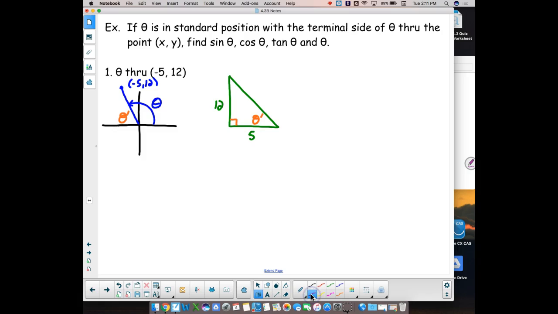So if I call this r to find that radius, I would have 5 squared plus 12 squared equals r squared. 25 plus 144 is 169, which means 13 then is my radius, right? What's the radius of the unit circle? 1. Another reason why this point's definitely not on.